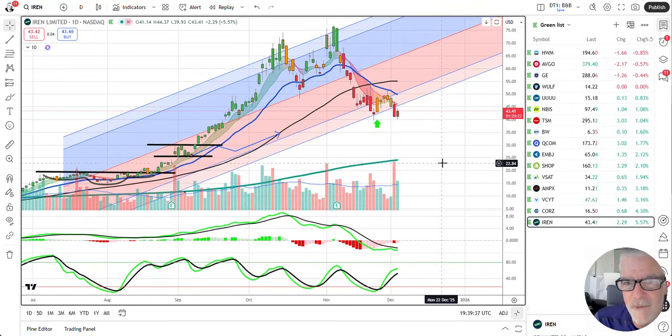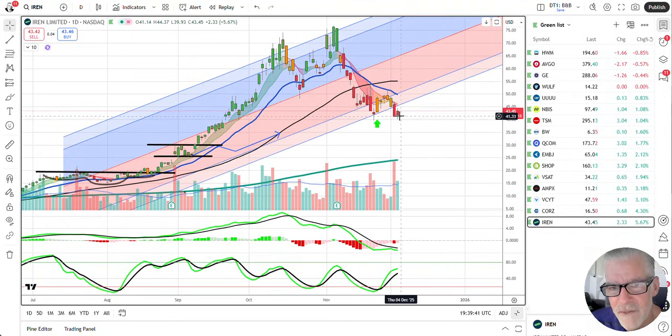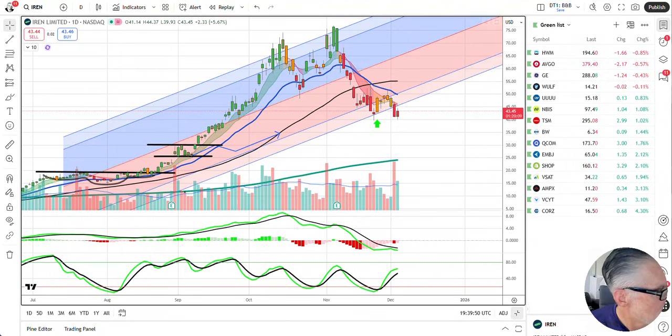And finally, IREN. I don't like this setup. I thought it was going to give us a little bit more of a double bottom here, but the fact that it's down near the lows of the day, I'm going to take that one off. All right, guys, what are you interested in here? I see a few.